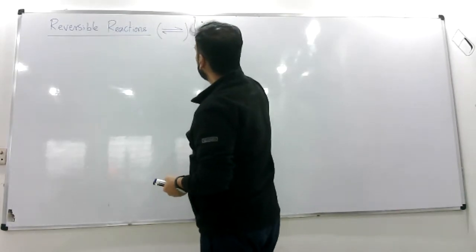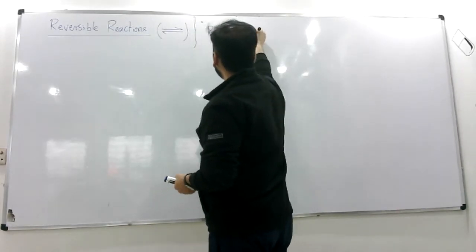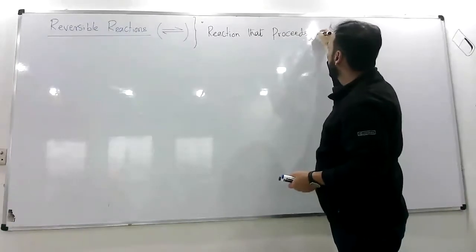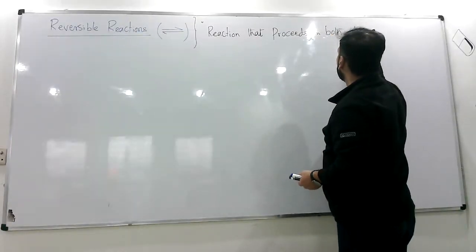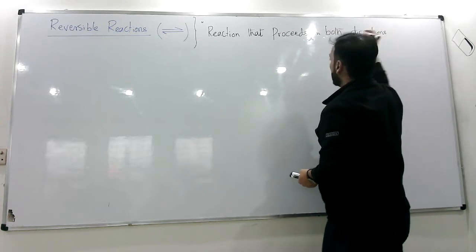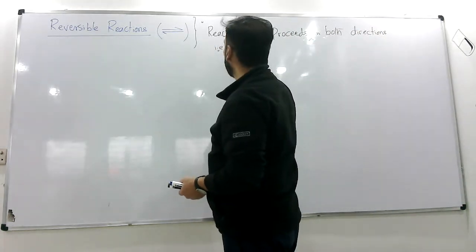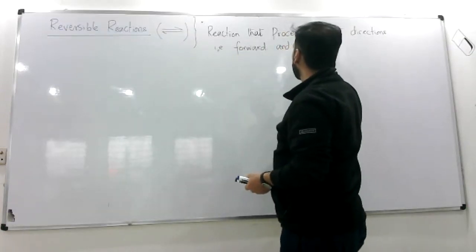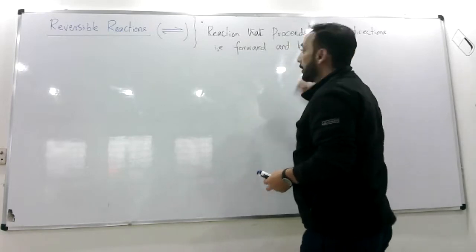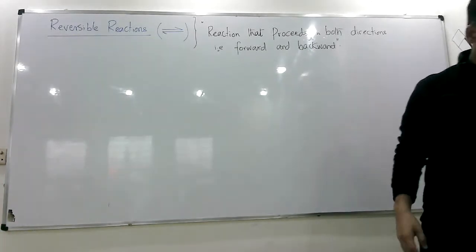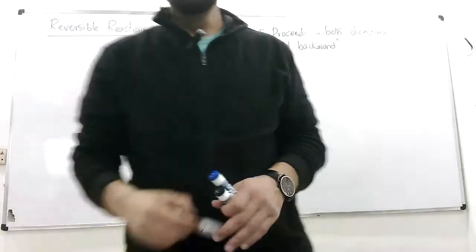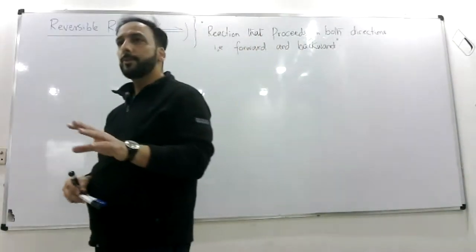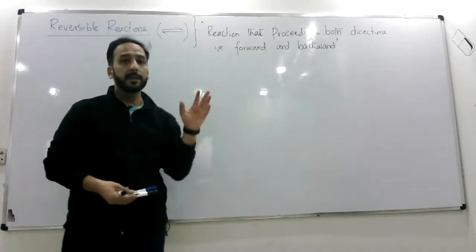It's a reaction that proceeds in both directions, that is, forward and backward. Such reactions are called reversible reactions. Any reaction in which you put this double arrow, that means that's reversible, right?